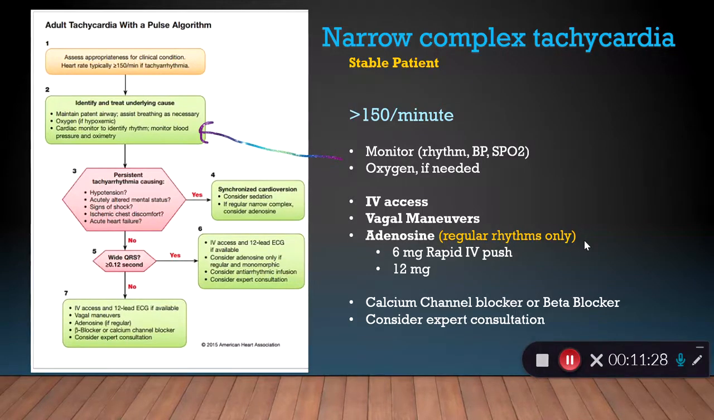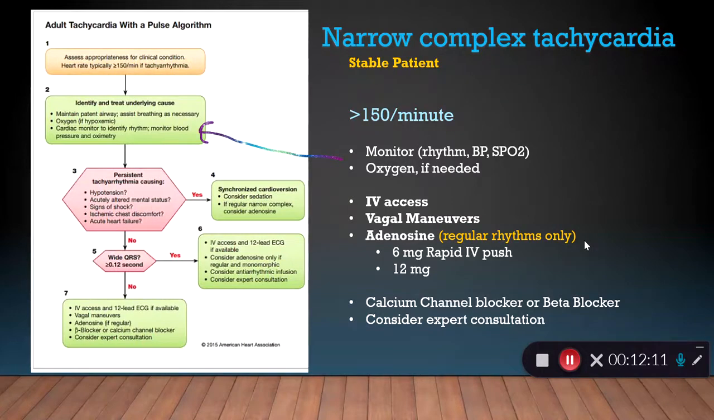Now, if that slows the heart down, we're golden. If it doesn't, and they remain stable, we've got a couple options, okay? We can consider a calcium channel blocker or a beta blocker. Both of those will slow the electrical conduction through the cardiac cells, so it makes sense that those would work. There's also a drug that you'll see a lot of times on your protocols called cardizem or diltiazem, and that also works with a lot of patients that don't respond well to adenosine, okay?